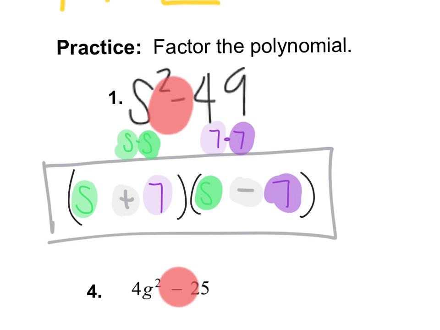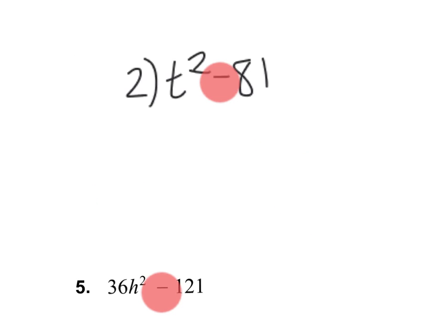So let's look at the next problem. I have t squared minus 81. First of all, we know that it's a difference because there is a minus sign, so that's helpful. The t squared here is a perfect square because it is t times t. And 81 is a perfect square because it is 9 times 9.